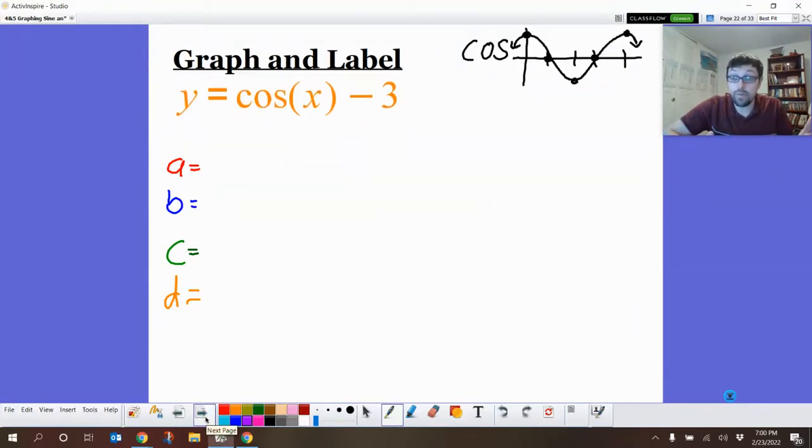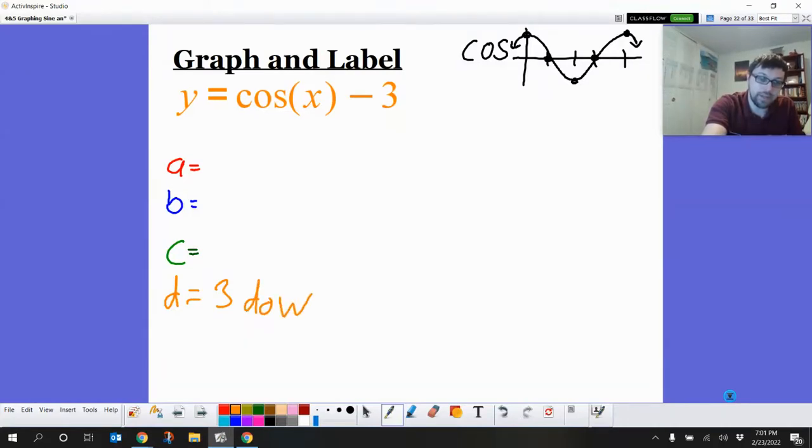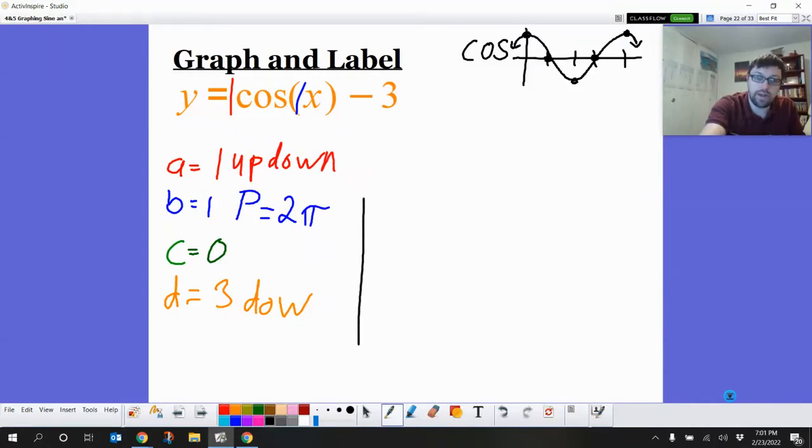In this example, we've got another sinusoidal shift. It's 3, and it's going to go down. Nothing's going on with our C value, so it's just 0. Our B value is boring. It's just a 1, so our period is 2 pi over B, so 2 pi over 1. So it's just 2 pi. And then our A value is just 1, so we're going to go 1 up and down from our sinusoidal curve. So we draw our graph.